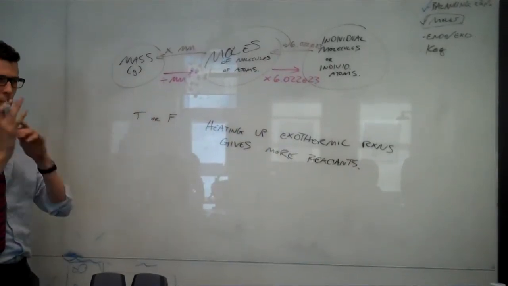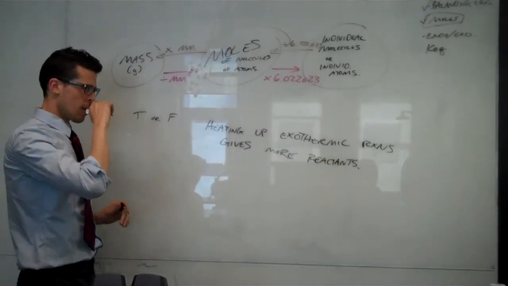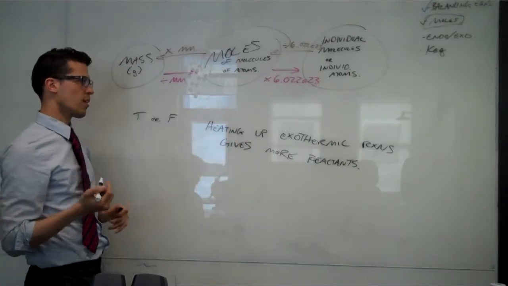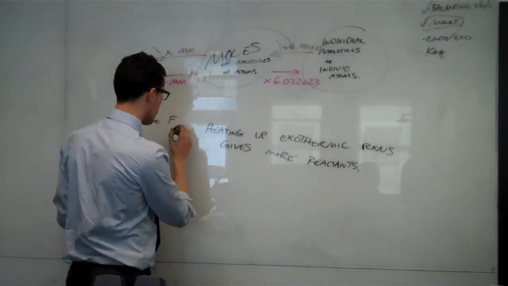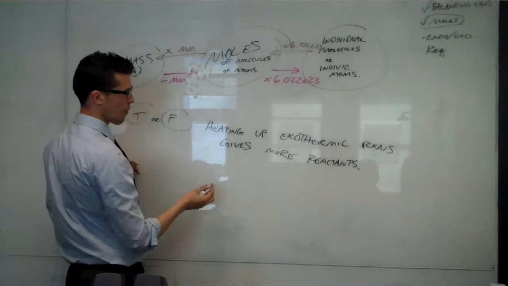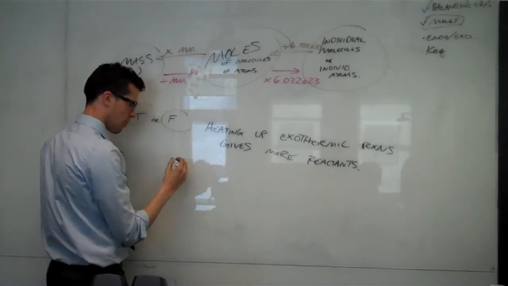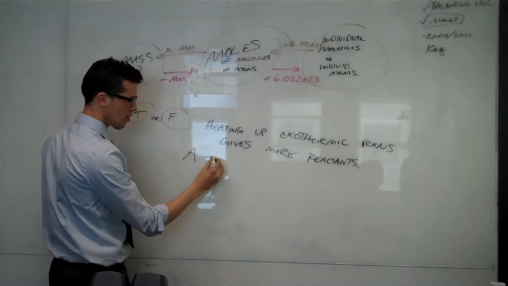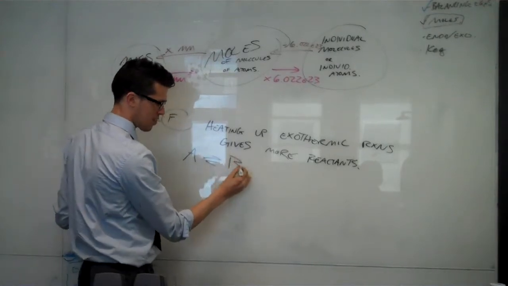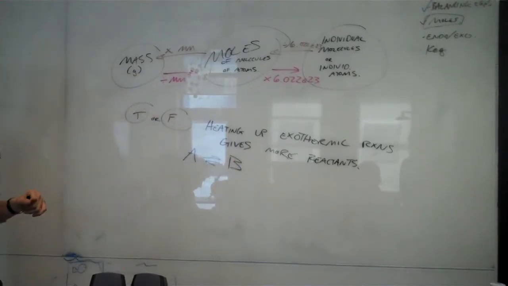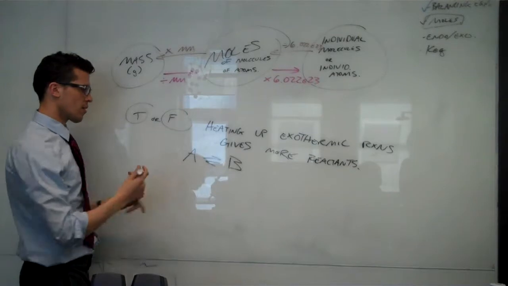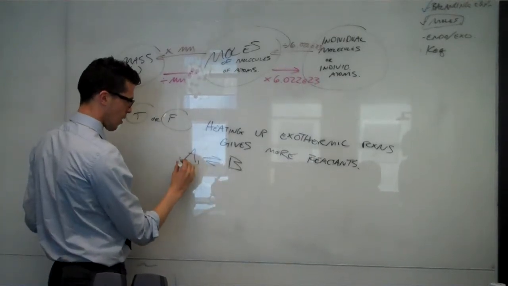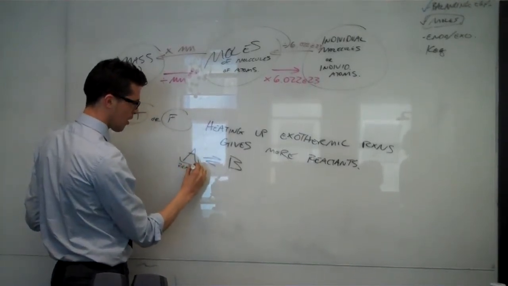All you need to draw is an abstract equation showing that this is an exothermic reaction. So the easiest way to show that, if it's true or false, is to draw out this reaction. So A going to B. That's the simplest kind of reaction you can get. If this reaction is exothermic, and this we'll call the reactants, and this we'll call the products.